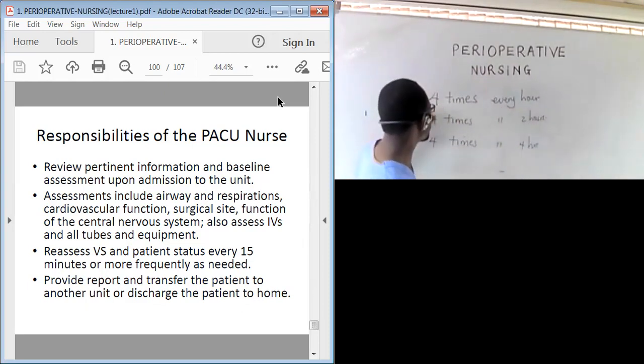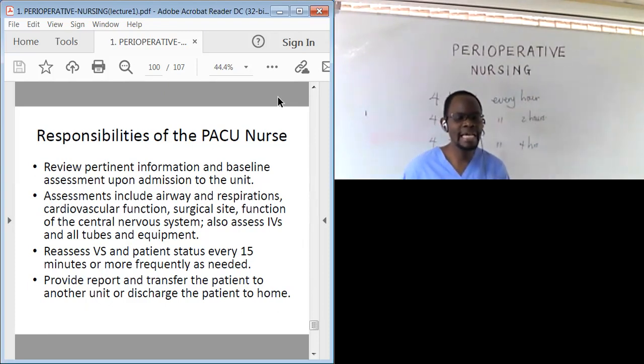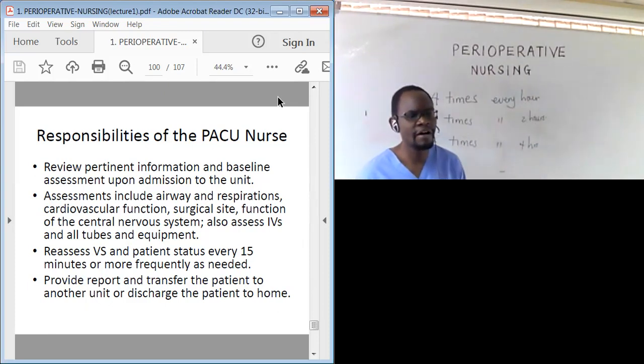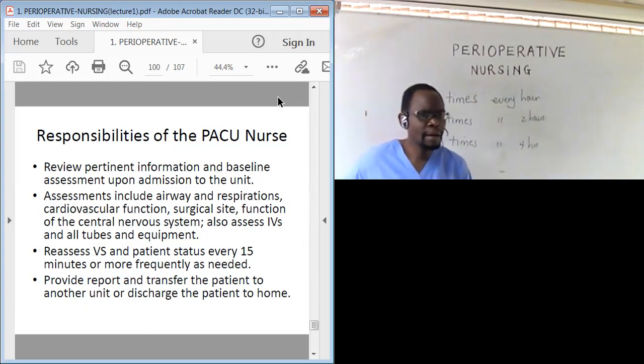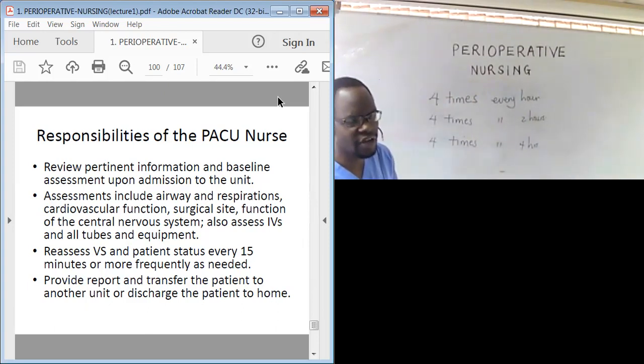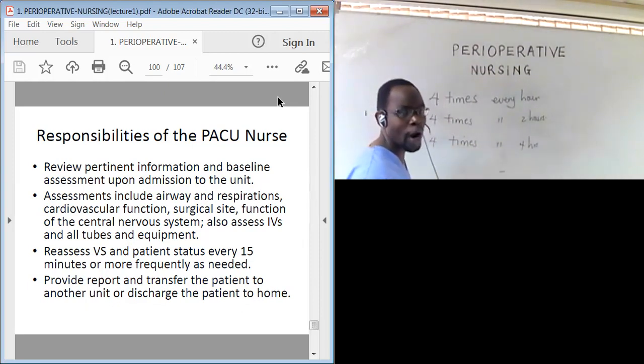If the patient is still critical, maintain the monitoring every 15 minutes, or even more frequently if needed. Then provide report and transfer the patient to another unit, or discharge the patient at home if it was a one-day surgery.